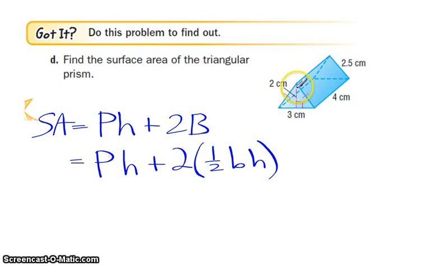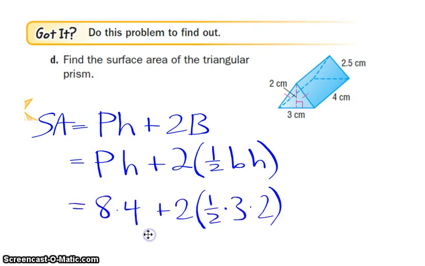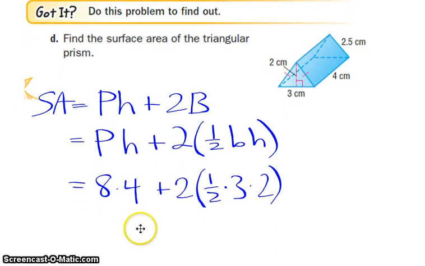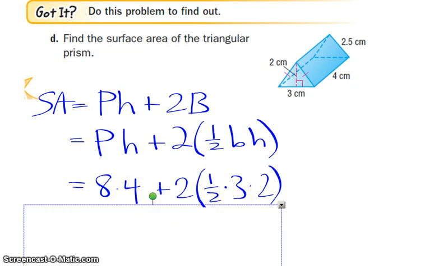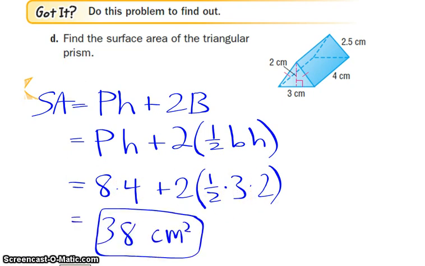So to find the perimeter, we've got 2.5 plus 3 plus 2.5. Okay, that's the perimeter. The height is 4. Now, the area of the base, we have to go base, which is 3, times the height, which is 2, times 1/2. Here's what it should look like. Okay. Perimeter is 8, height of the object is 4. Here's our area of our base. Final answer, 38 centimeters squared.